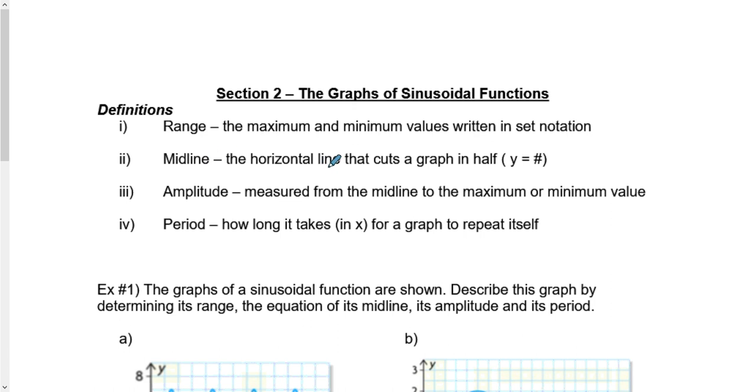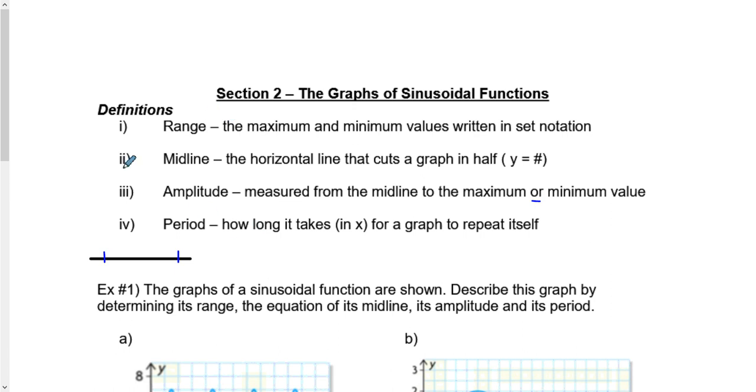The midline is a horizontal line that would cut a graph in half. Amplitude is always going to be measured from the midline to the maximum or the minimum value. And a period is how long it takes in x, so along the x-axis. The period tells us how long something takes to actually repeat.